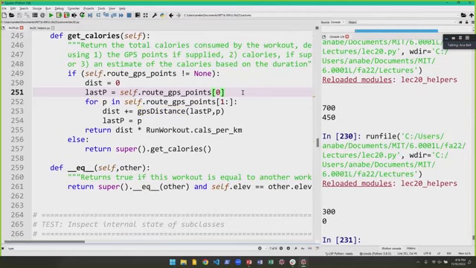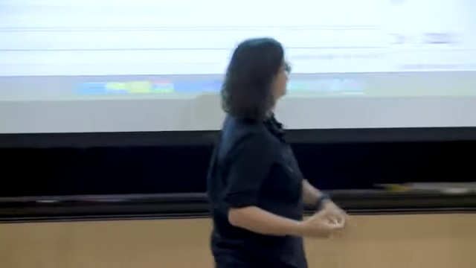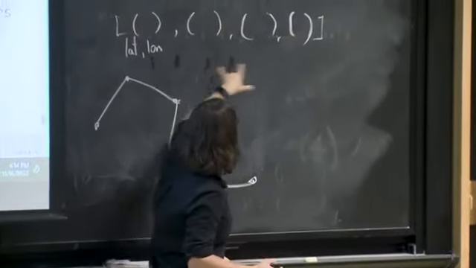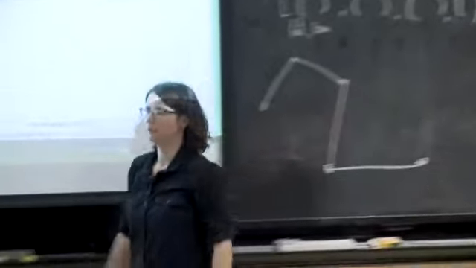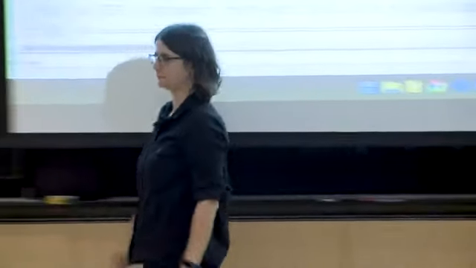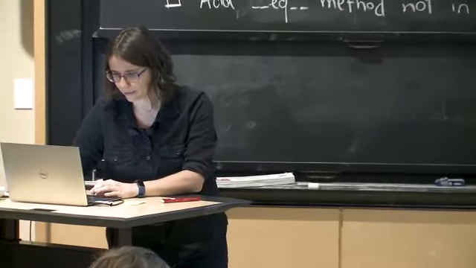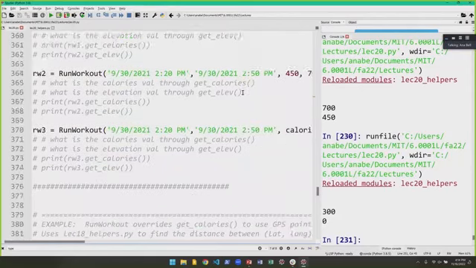It's just looking at consecutive pairs of these tuples, right? Getting that distance plus this distance, and then multiplying by the cal per kilometer. So in the end, what we get is something like this. So here, let me show you.